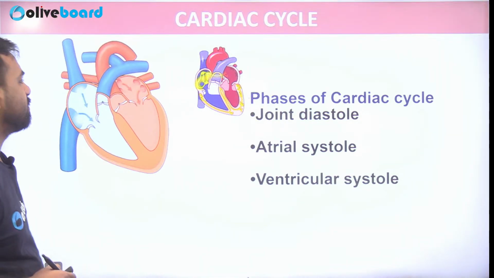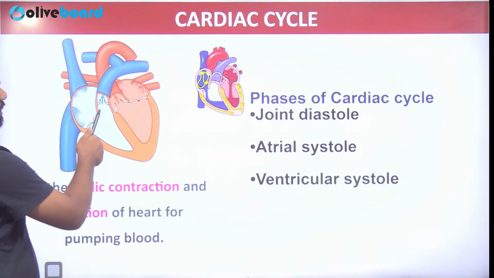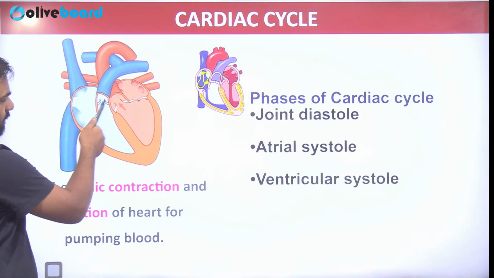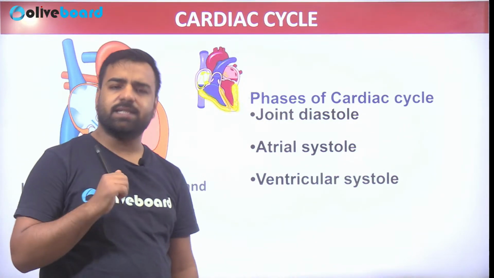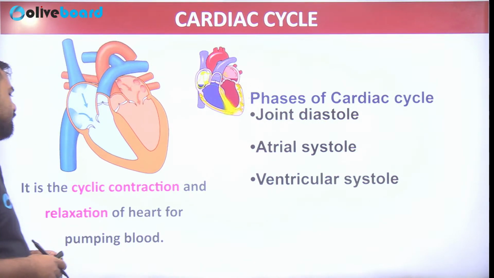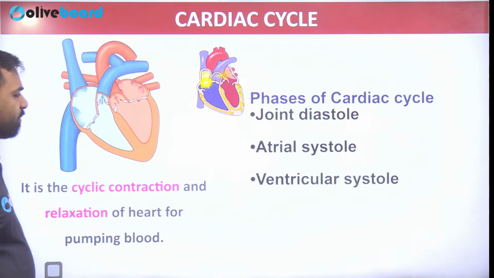So yes, if I talk about the phases of the cardiac cycle, we have joint diastole, atrial systole, and ventricular systole. So what is it? In order to understand this, see, I was talking about these flap-like structures which were preventing the backflow. These are the valves. So the cardiac cycle is the contraction and relaxation of the heart for pumping the blood.